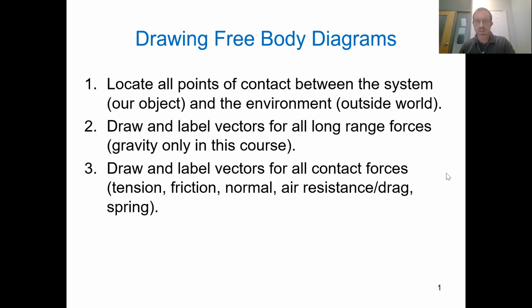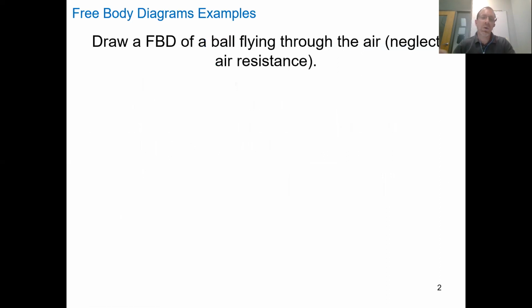So let's see some examples. The first one says, draw a free body diagram of a ball flying through the air. Okay, so we can picture a ball flying through the air. Maybe it's got some velocity this way, but it doesn't really matter, because all we want to do is think about its free body diagram. It says to neglect air resistance. So if I think about the points of contact between the ball and the outside world, there really aren't any. As a result, I only have one force acting on this ball: the weight force that Earth exerts on the ball.